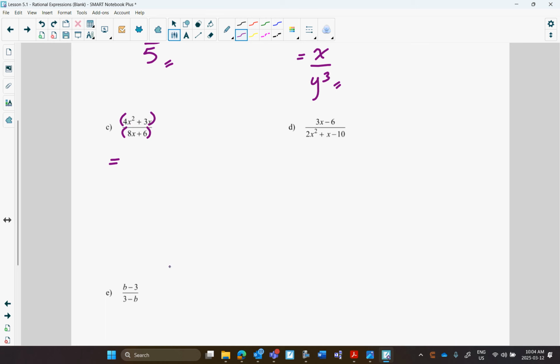So what we've got to do is factor top and bottom, because we're not just looking for NPVs, we're looking for identical expressions to cancel. What kind of factoring is up top? Simplest kind of factoring, GCF. What can I take out? I can take out an x. What am I left with? 4x plus 3. Bottom.